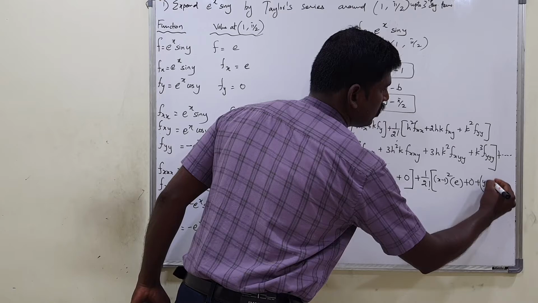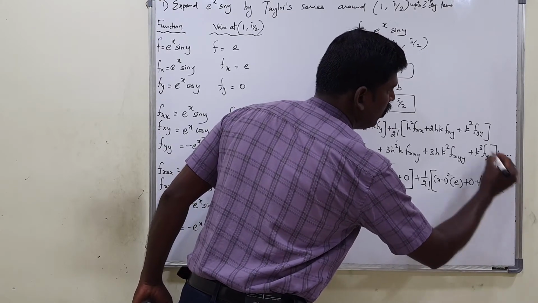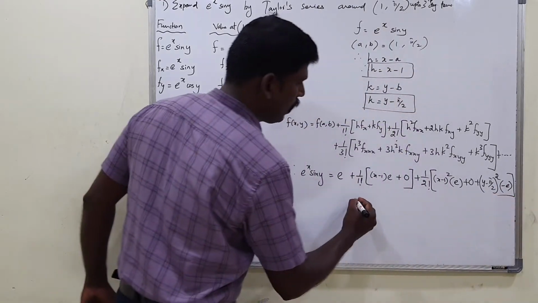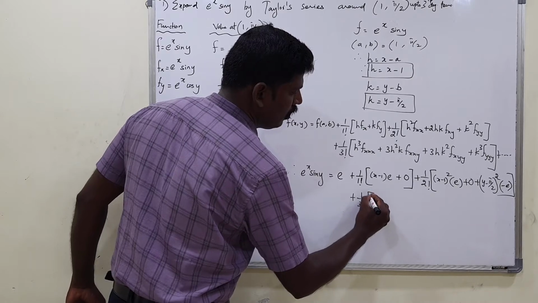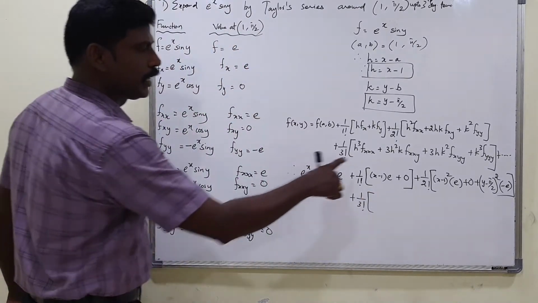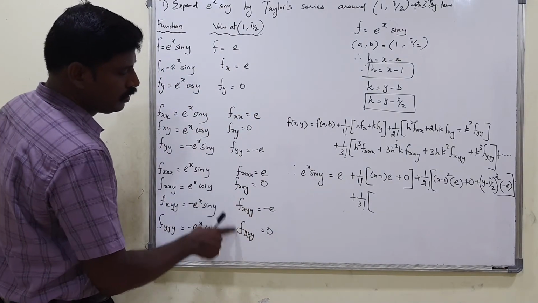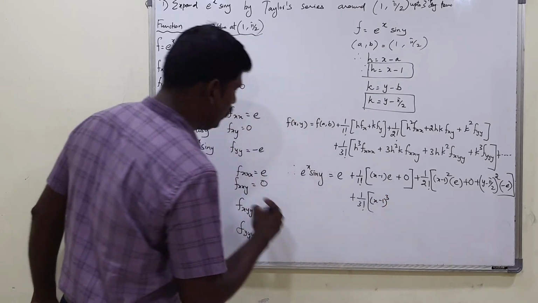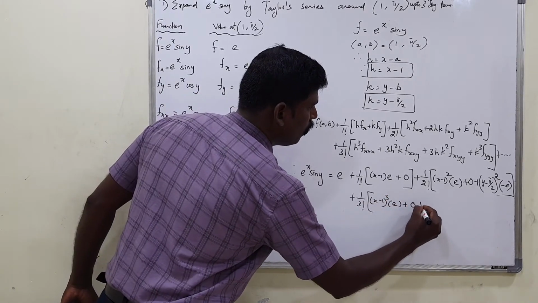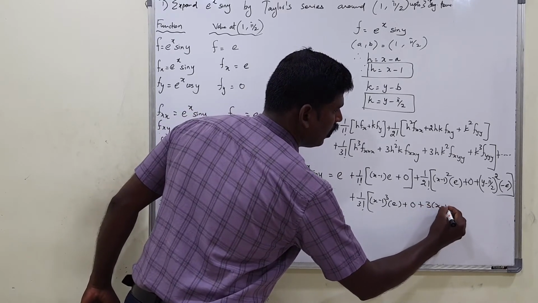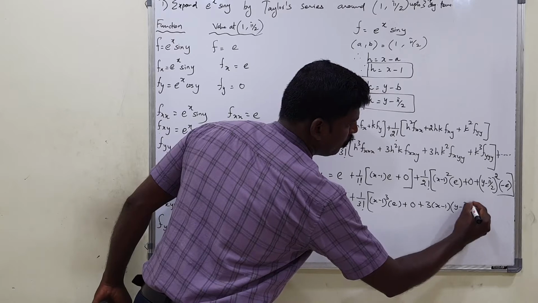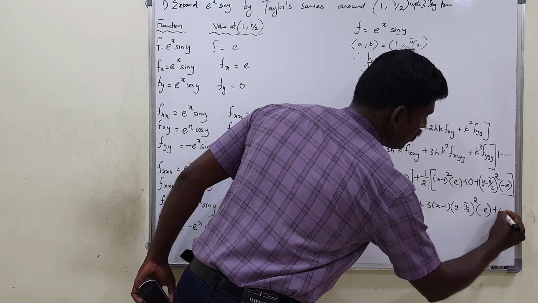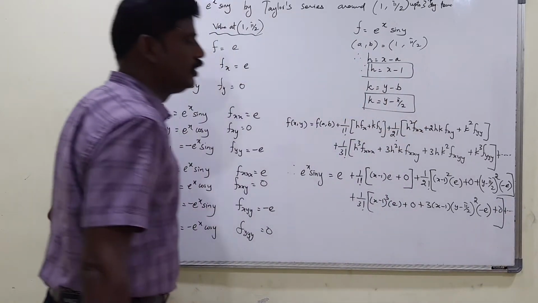What is k? y minus pi by 2 the whole square into f double y. What is f double y? Minus e. Plus 1 by 3 factorial into. So second term and fourth term becomes 0, isn't it? So no need to write down the term. What is h? x minus 1. x minus 1 the whole cube into e plus 0 plus 3 into x minus 1 into y minus pi by 2 the whole square into what is the value? Minus e plus 0 plus dot dot dot, isn't it?